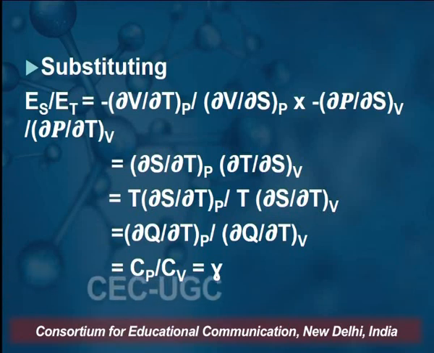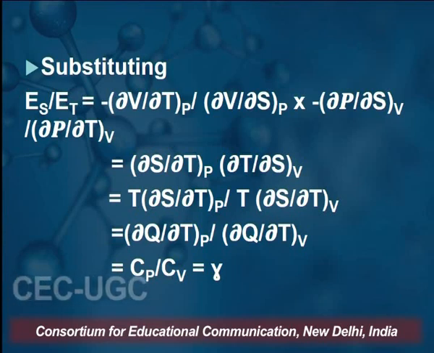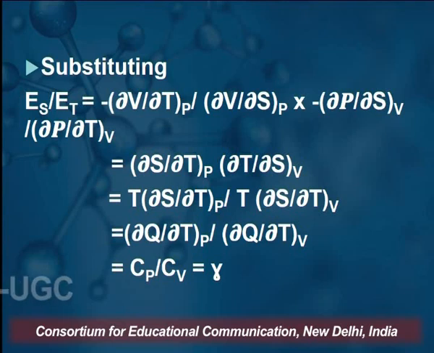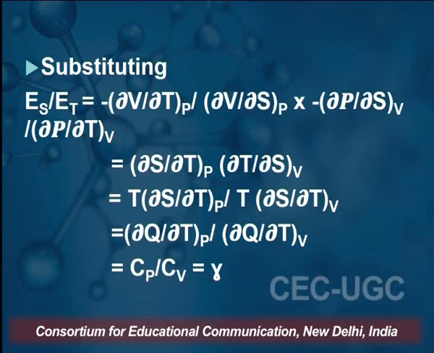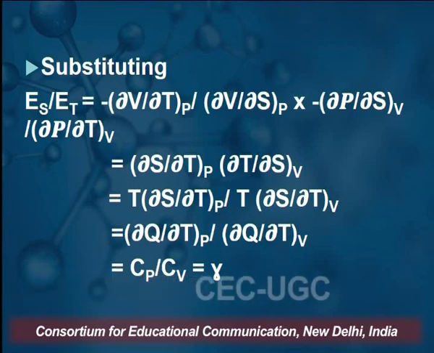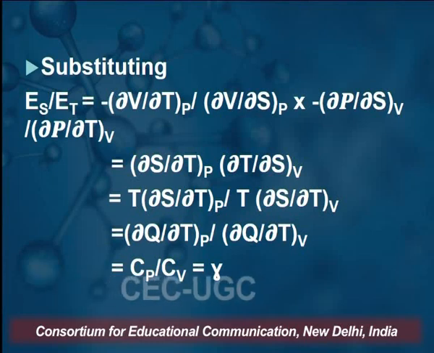The numerator is delta Q by delta T at constant pressure, and the denominator is delta Q by delta T at constant volume. Why? Because delta Q is T delta S. So the numerator is Cp and the denominator is Cv, which we know is gamma. So hence proved, we have shown that the ratio of the adiabatic elasticity to the isothermal elasticity is the ratio of the specific heats, which can also be written as gamma.